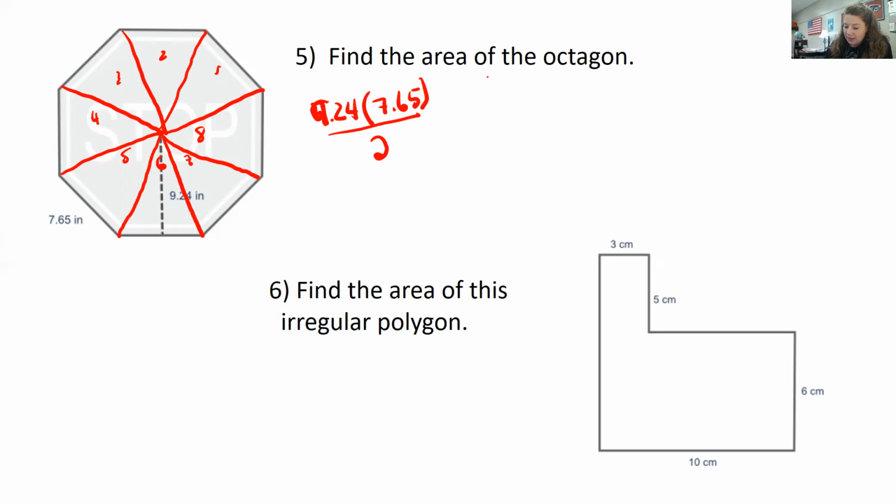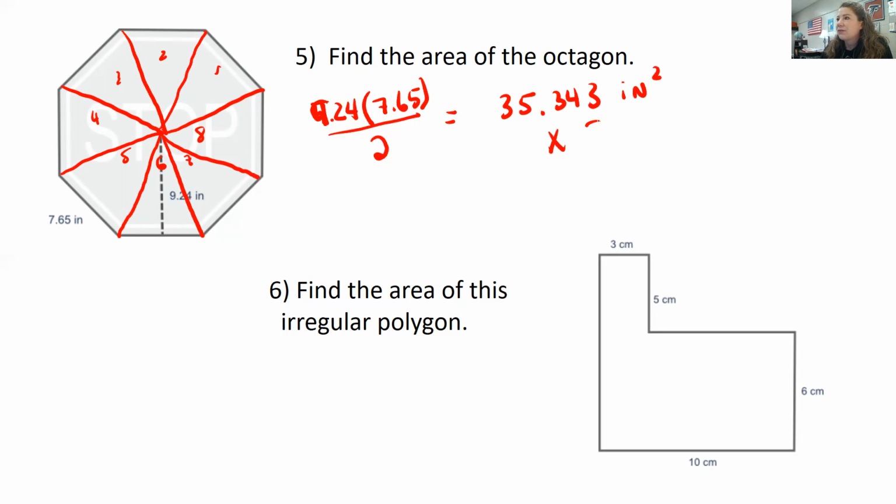So 9.24 times 7.65 equals, divided by 2, is 35.343 inches squared. And then, like I said, how many triangles do we have?